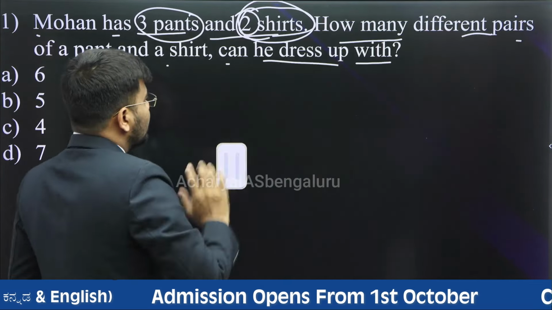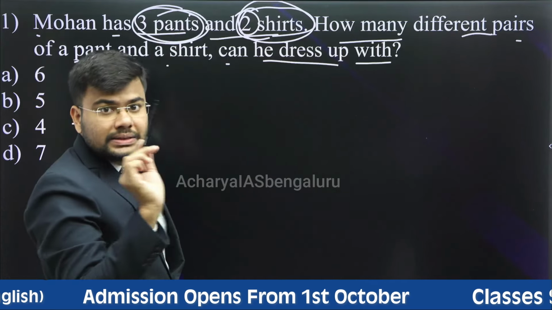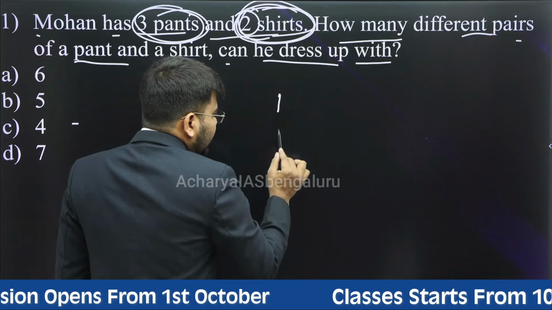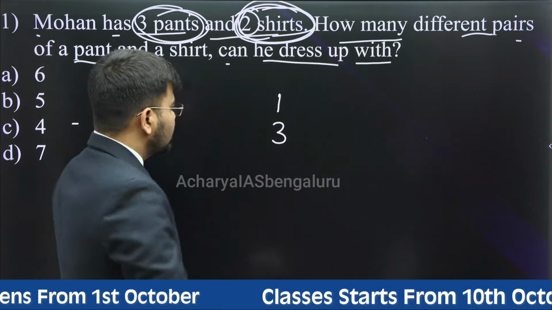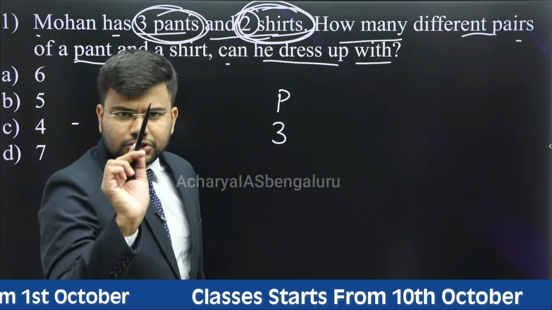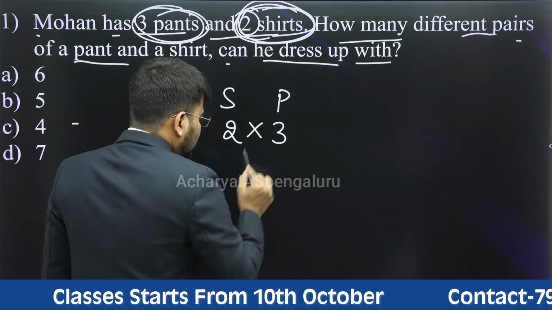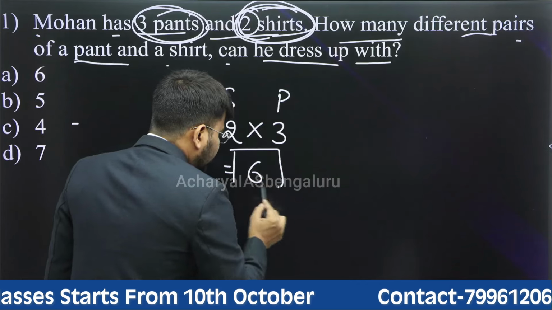How many pants are there? 3 pants are there. How many shirts are there? 2 shirts are there. So for pants, he can choose in 3 ways, and shirts he can choose in 2 ways. That is 2 into 3, which is equal to 6, would be the correct answer.